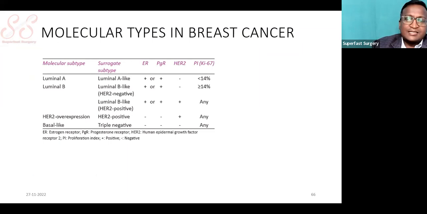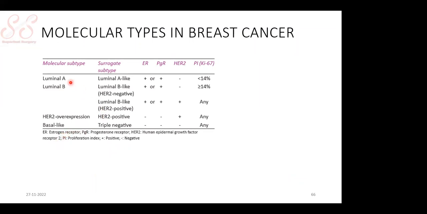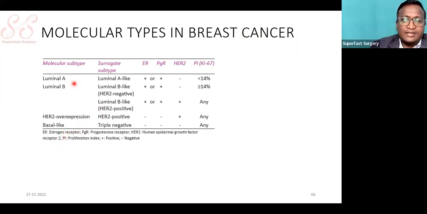Now, breast cancer has been broadly classified into 4 molecular subtypes, that is luminal A, luminal B, HER2 enriched, and basal cell-like. Luminal A is the most common one. It is basically ER-PR positive, and the Ki-67 is less than 14%. Luminal B is ER-PR positive, HER2 negative, and the Ki-67 is more than 40%. HER2 enriched is HER2 positive, rest of the markers are negative. And basal cell like, which is also known as triple negative, all of the markers are negative.